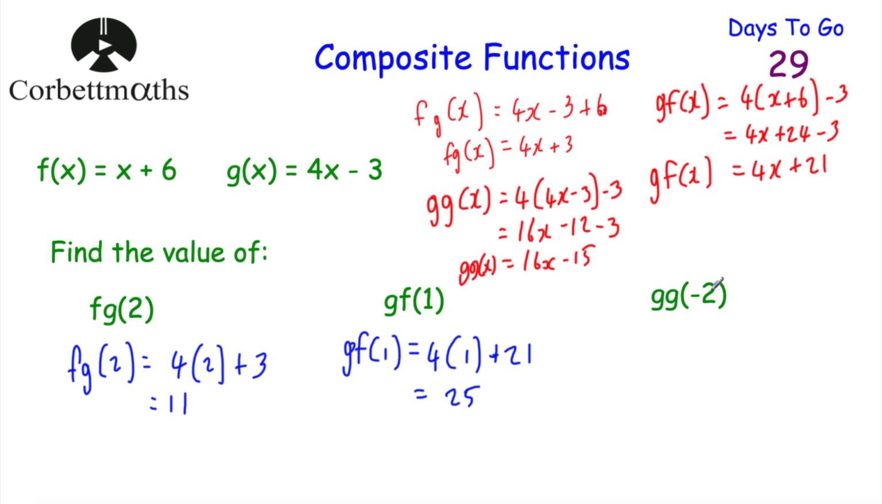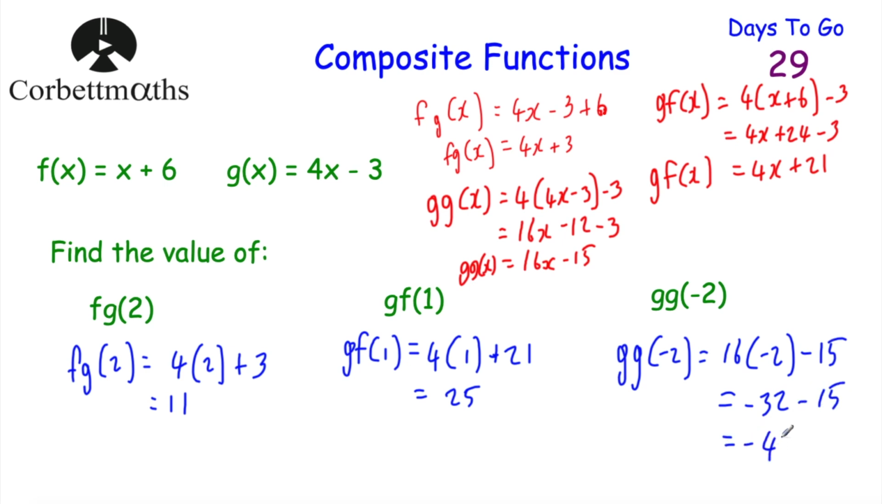And finally, gg of minus 2. So we've got our composite function. We just need to let x equal minus 2. So gg of minus 2 would be equal to 16 times x, that's going to be 16 times minus 2 minus 15. So 16 times minus 2 is minus 32. And then we've got our minus 15, so that would be minus 47. So that means that gg of minus 2 is equal to minus 47, and that's it.